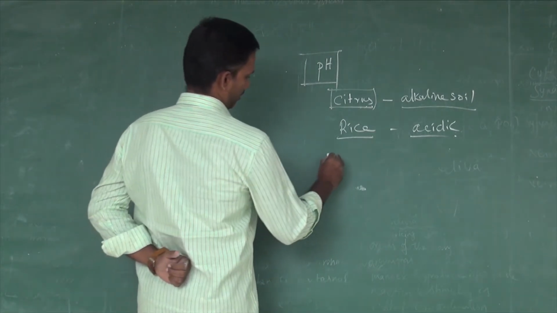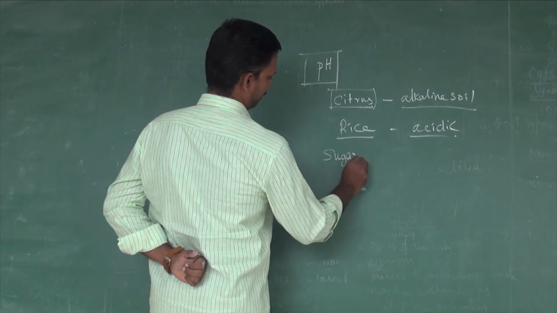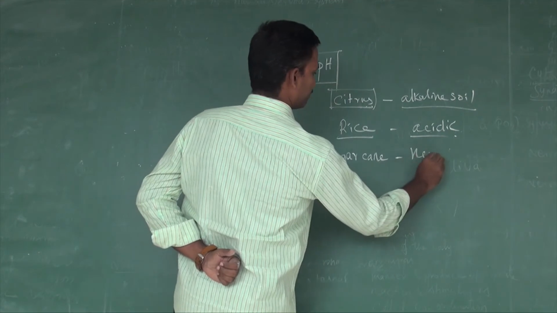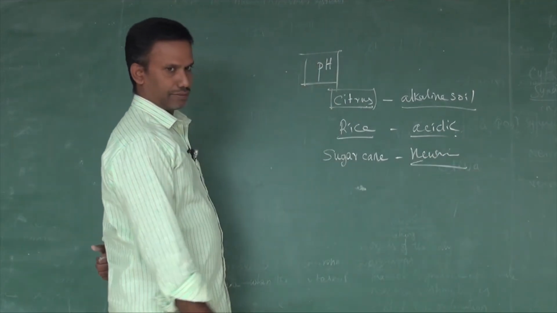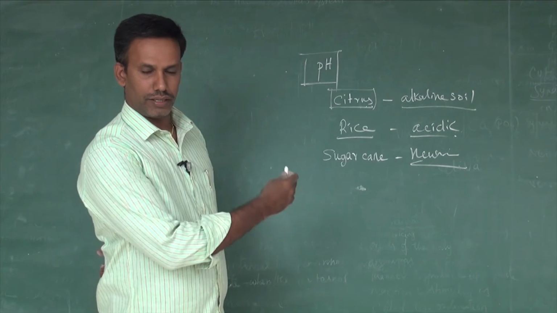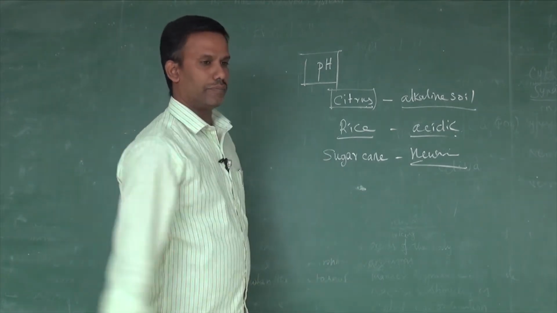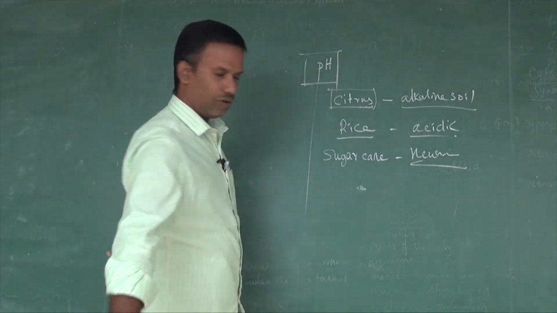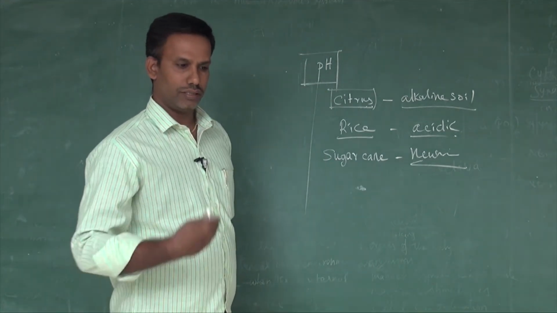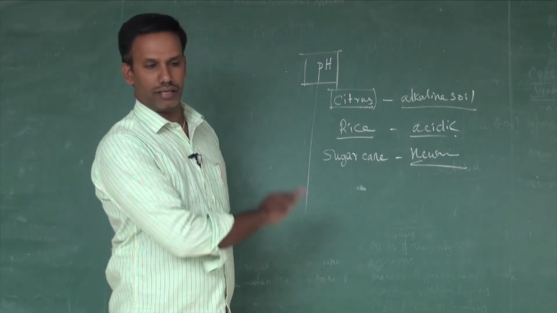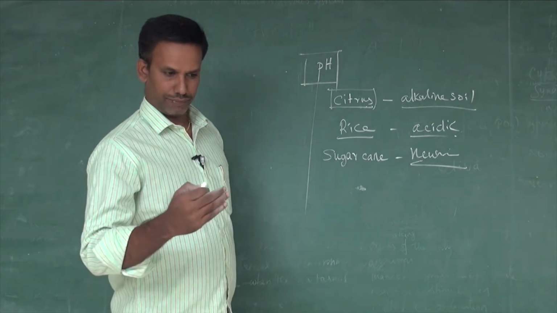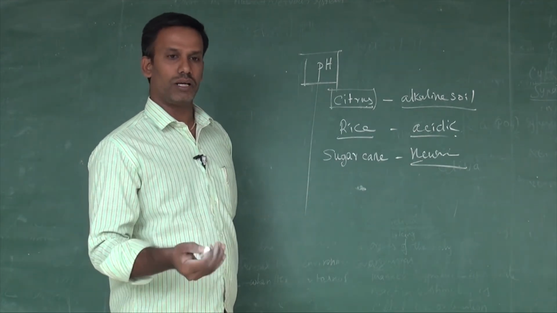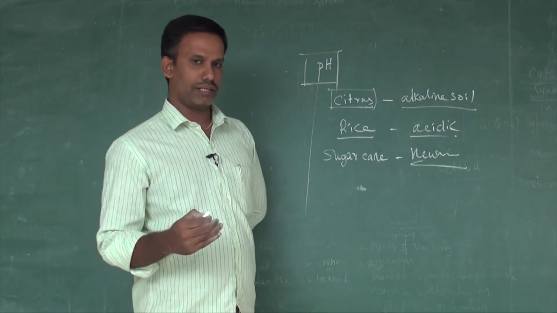Then likewise, sugarcane. Sugarcane requires neutral soil. For sugarcane, the soil should be neutral in nature, then only can you get a larger yield. So this is the way how pH is important in both plants, animals and soil also. Let me briefly explain the importance, or main role, of pH in the human body and soil.